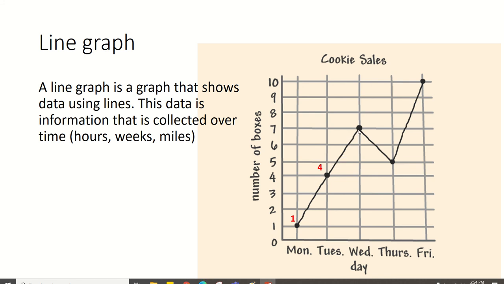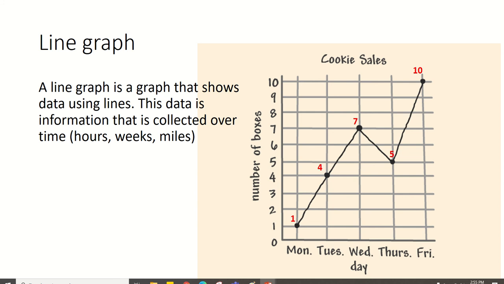And if I go to Wednesday, how many boxes were sold on Wednesday? There were 7 boxes sold on Wednesday. On Thursday, the sales dropped. So fewer boxes were sold. How many boxes were sold on Thursday? Good, there are 5 boxes sold on Thursday. And last but not least, how many boxes were sold on Friday? 10. There were 10 boxes sold on Friday.